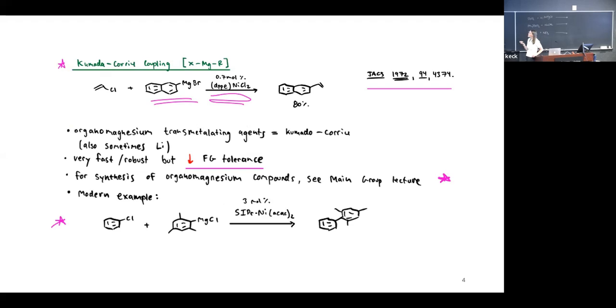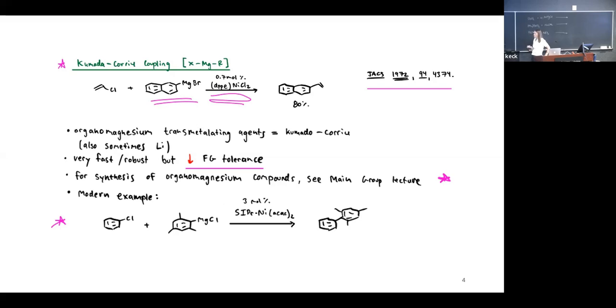Most people will just say Kumada coupling, but technically Kumada-Corriu coupling. You know, you can build a lot of names in some of these reactions. But they found this catalytic nickel, just 0.7 mole % of this DPPE nickel chloride, can catalyze the reaction, giving 80% of this carbon-carbon formation. The reaction can also sometimes be done with lithium, but it's most commonly done with magnesium.